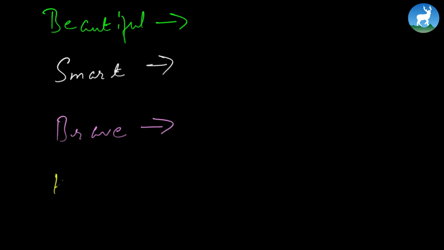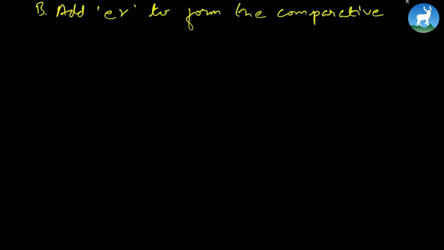Finally, honest. So that's what happens here. Beautiful, smart, brave, honest. Now you can do this as homework, or you can do it in the class itself and show it to a teacher. Now that we also know what an adjective is, there's one more thing I want to include here. That's exercise number B. Add er to form the comparative, and est to form the superlative.